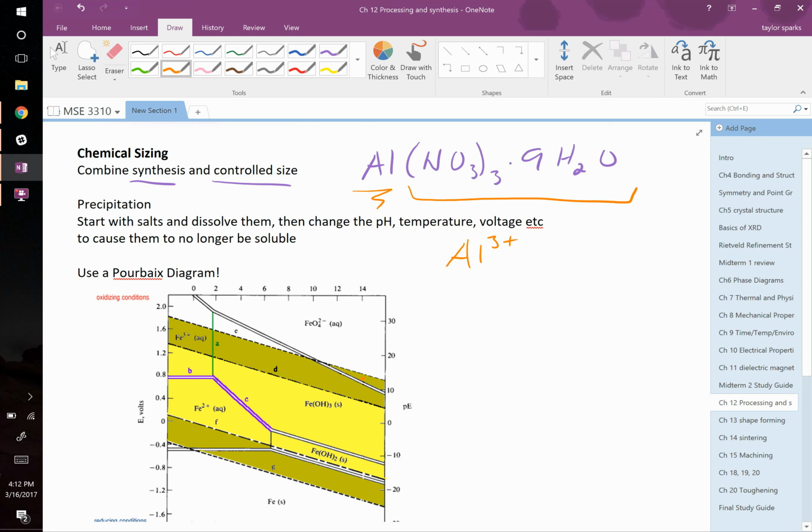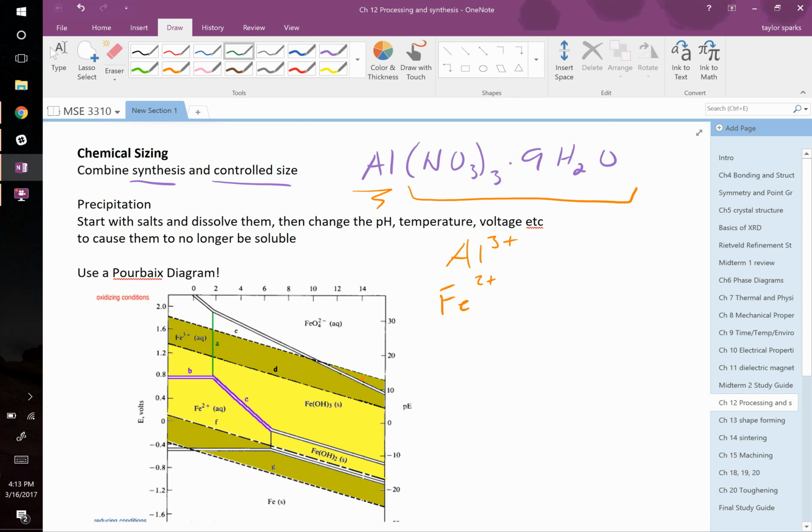We say salts plural because you generally do this with more than one compound. What if you're trying to make like an aluminum iron compound, for example? Well, then you'd start with the iron, either 2 plus or 3 plus, right? You're going to start with the salt of that. You're going to get it in solution.